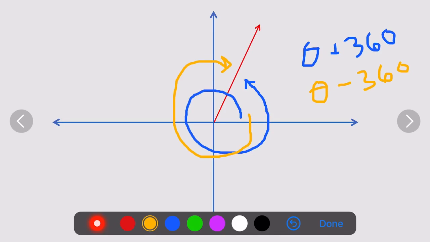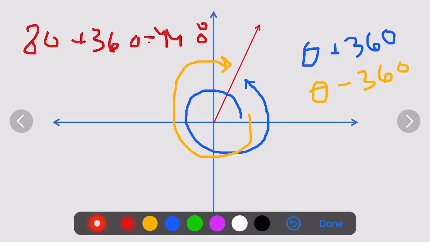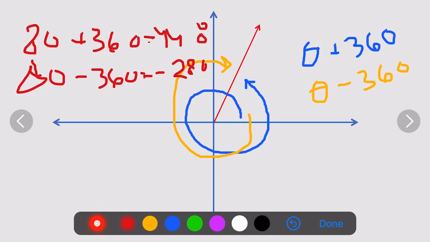Now suppose that I have an angle that is 80 degrees. Can you find the other angles that lie on the same ray? Right, we're going to add 360 to 80. This will equal 440 degrees. And to find the negative angle, we're going to subtract 360 from 80. So this will equal 80 minus 360, which will give us negative 280 degrees. So these are the two angles that lie on the same ray with 80.